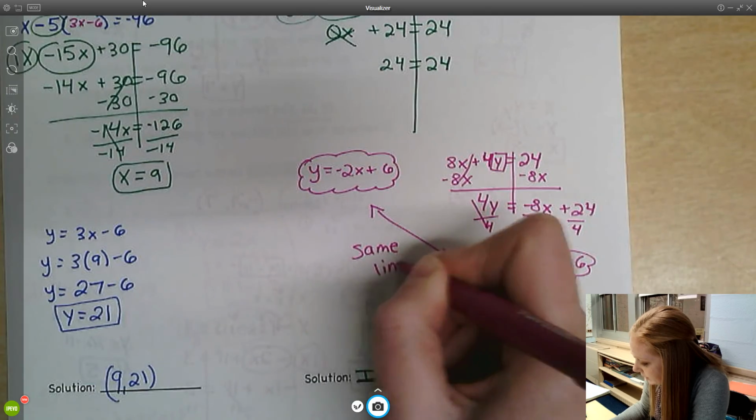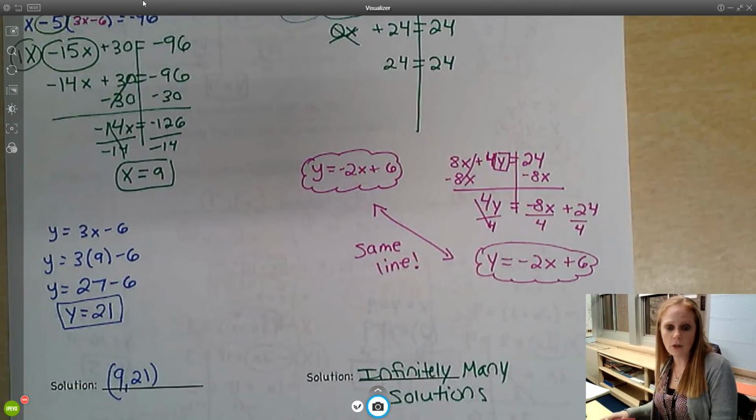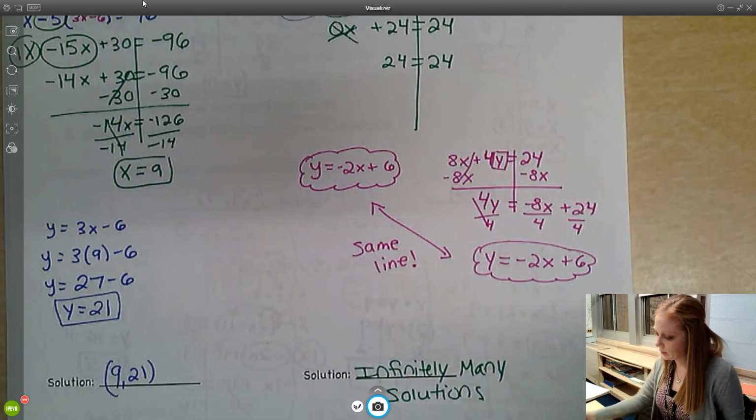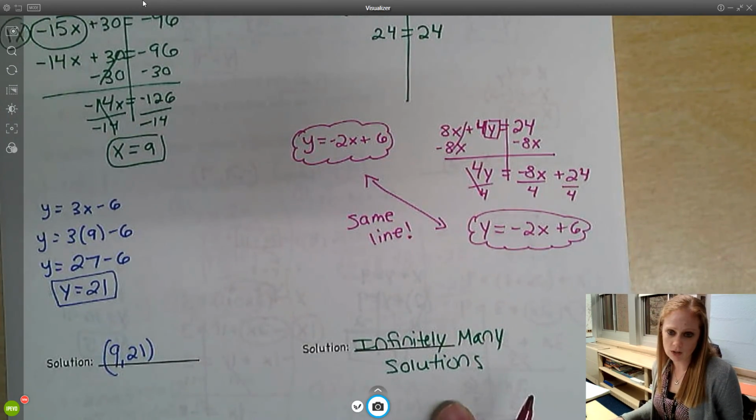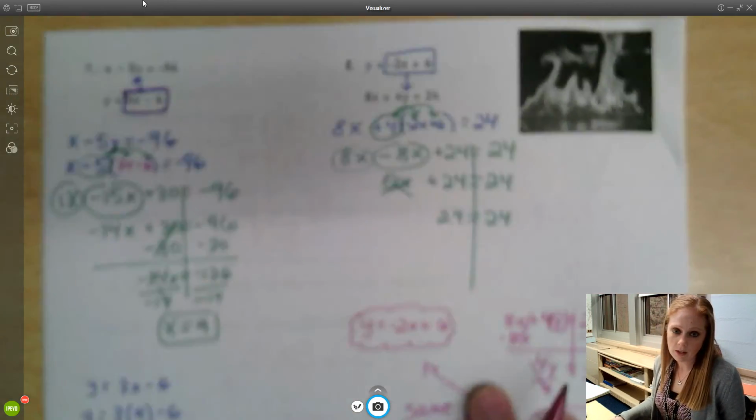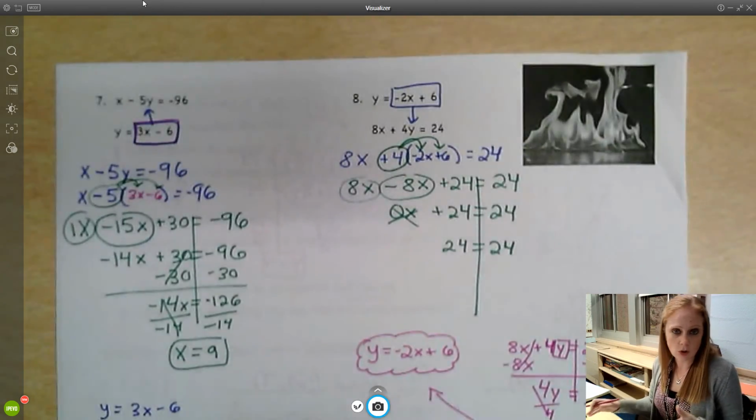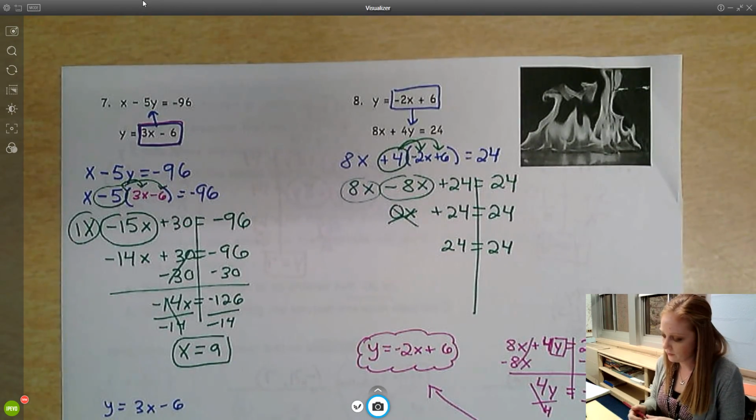Ha, did you get tricked? Didn't know they were the same line when you first looked at them. Second one looked crazy. Moved things around, we got the same line, infinitely many solutions. You did not have to do all this work in pink. After you plugged it in and you got like 24 equals 24, you should have known it was infinite, and then you could be done.